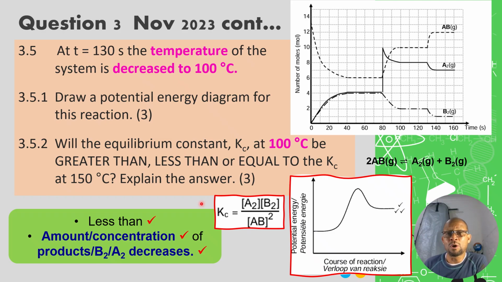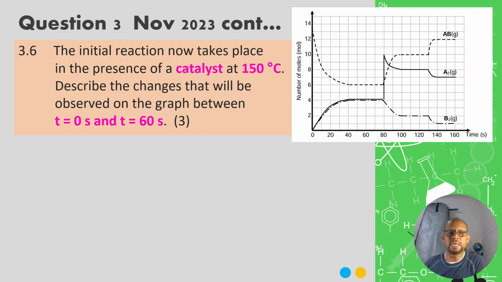Now remember, when they ask you what's going to happen to Kc, and they tell you that the temperature has changed, whether it has increased or decreased, you must work out which reaction is endothermic and which reaction is exothermic. Once you know that, you can work out using the formula what is going to happen to Kc. That's very important. Okay, so let's continue to 3.6.